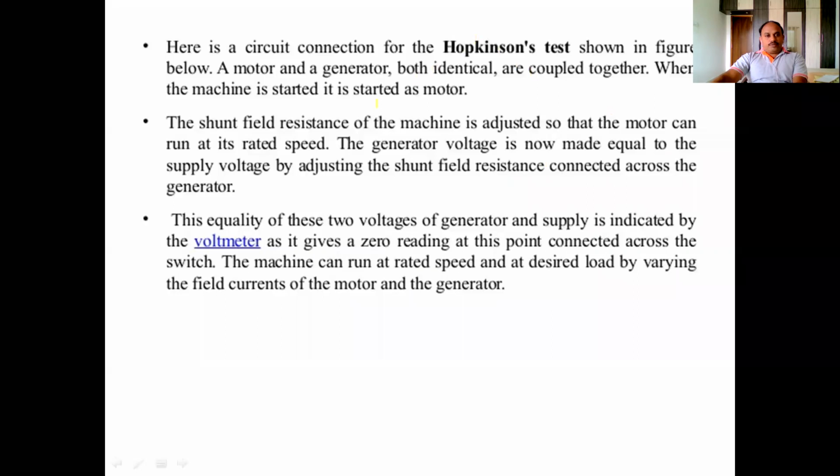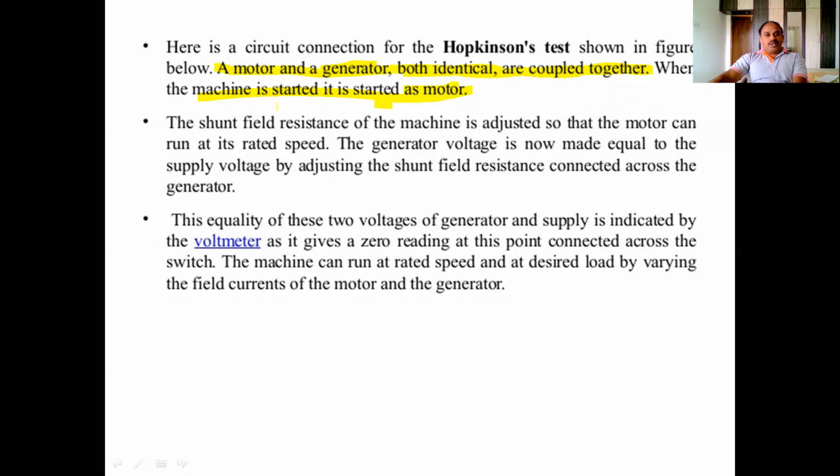A motor and a generator, both identical, are coupled together. When the machine is started, it is started as a motor. So first of all, the circuit is connected, both are coupled and electrically connected. So first the motor is started. One machine acts as a motor.